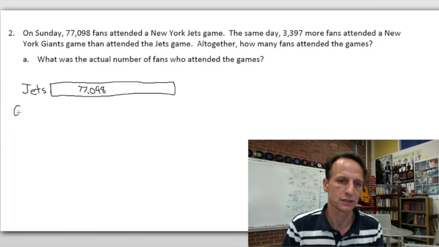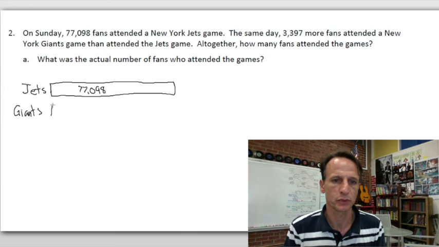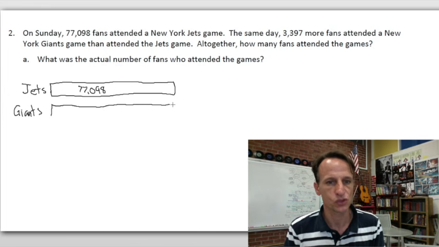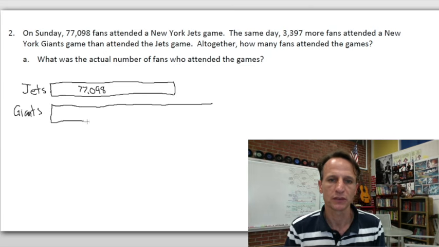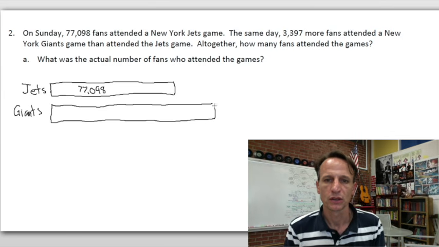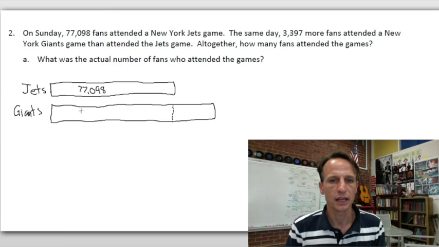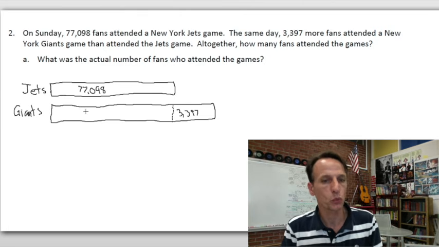But it says 3,397 more. So we'll write Giants. And you see how I am lining up where my tapes start. You don't have to be super exact about this, but you want it to be pretty good. Okay, so we know Giants is Jets plus some, 3,397 more. So let me complete the tape. And you can draw a little dotted line here. You could draw a solid line, it's fine. And so this is how much more? 3,397 more. And more than what? Well, more than the Jets.